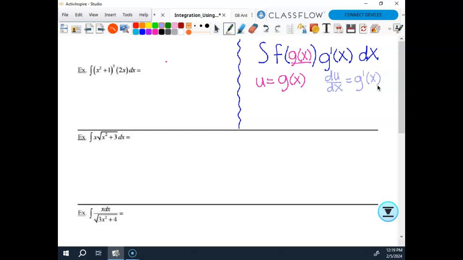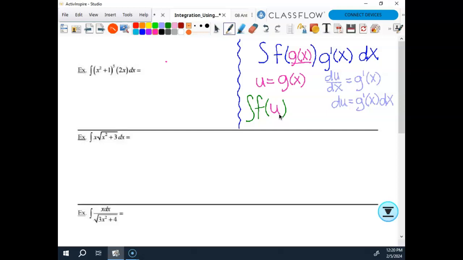Now, I don't want du over dx. I just want du. So these really we can split because that is like division. So I can multiply both sides and get du equals g prime of x dx. See that so far? We good? All right, now let's look at how we are going to substitute in here. I'm going to take the integral, and I'm going to have f of, what did I say g of x was equal to? U. Okay, so I changed that g of x to the u, right? Just substitution. You with me on that?